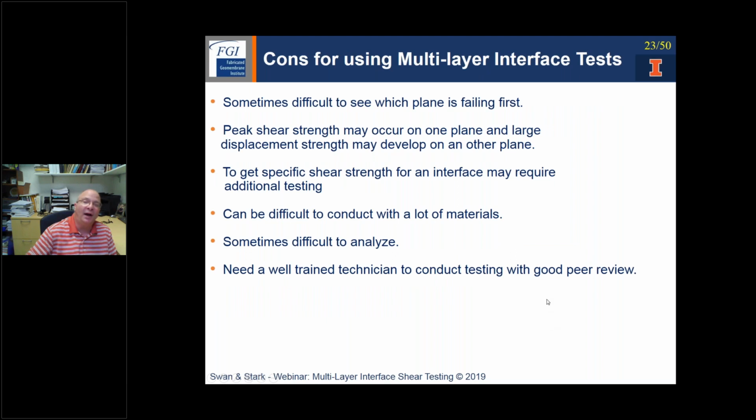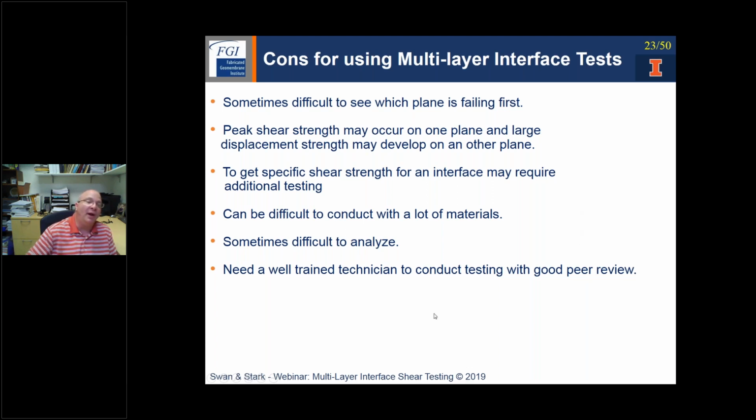So some cons about doing this: sometimes it's difficult to see which plane is failing first, and that's where I recommend the use of telltales. If there's some uncertainty, of course, you can take the lining system apart if you wanted to at peak and look at it specifically, or you could wait till after the test is done and carefully examine which layers were moving. There is a chance, as a function of normal stress, that the peak shear strength could shift from one plane to another, and they could also shift the planes with regard to large displacement, which could be a little complicated, again, in the reporting process.